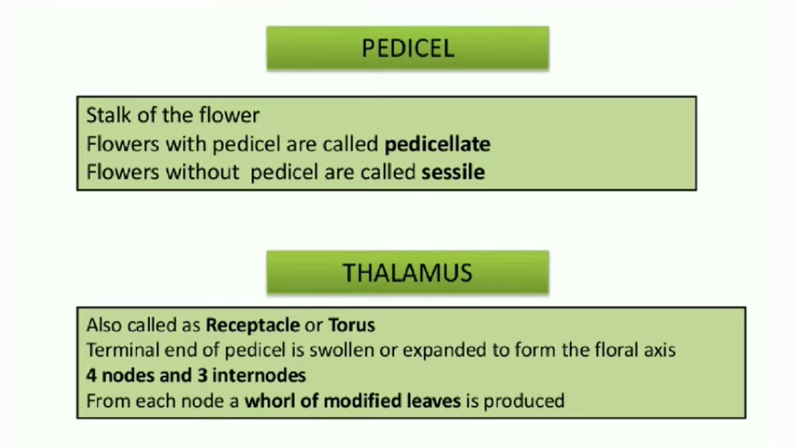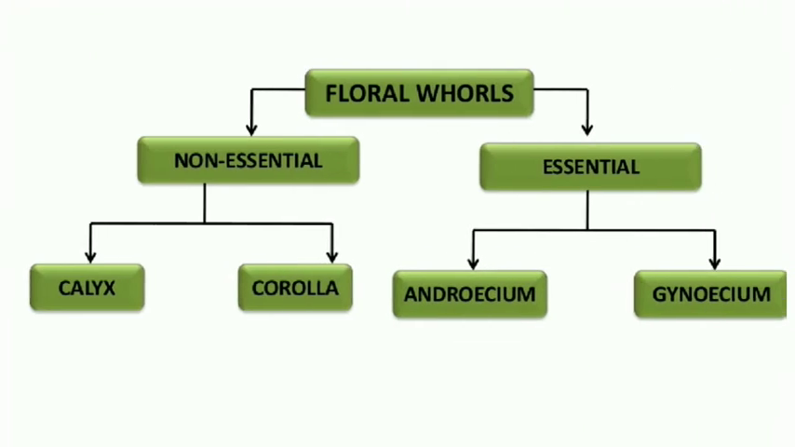And thalamus is also called receptacle or torus or base of the flower. The terminal end of the pedicel is swollen or expanded to form the floral axis, meaning the tip of the pedicel is swollen, bulged to hold the flower, and it contains 4 nodes and 3 internodes. From each node a whorl of modified leaves is produced. We shall see what those whorls are.